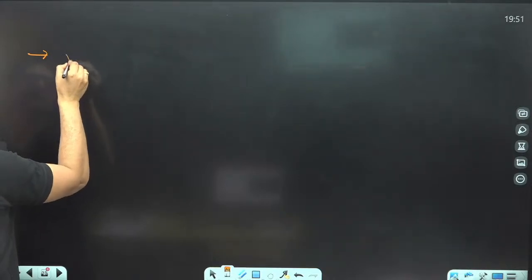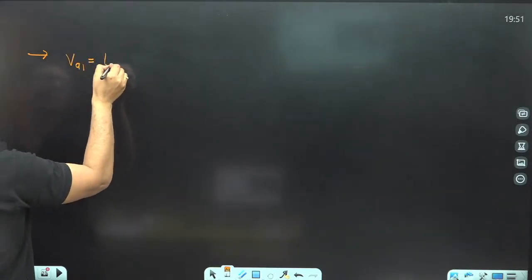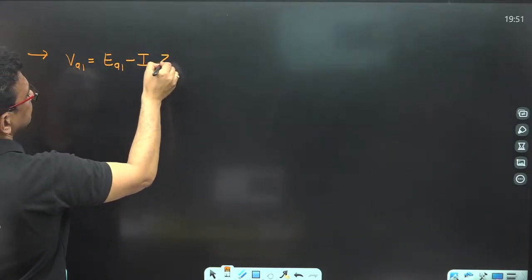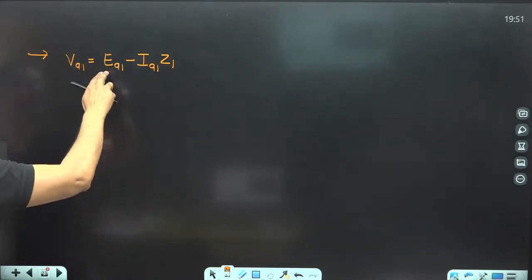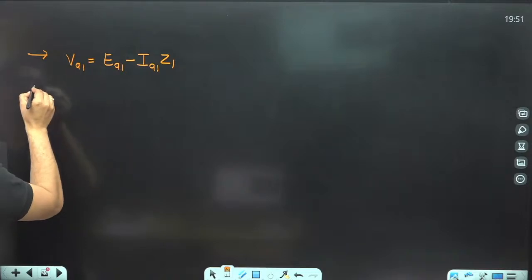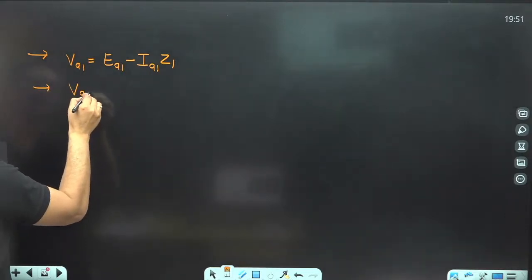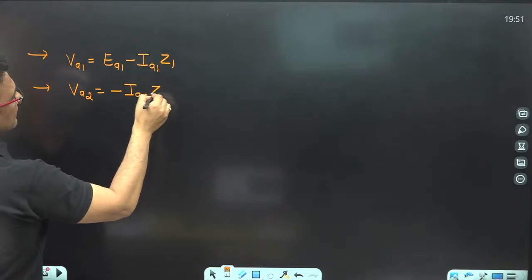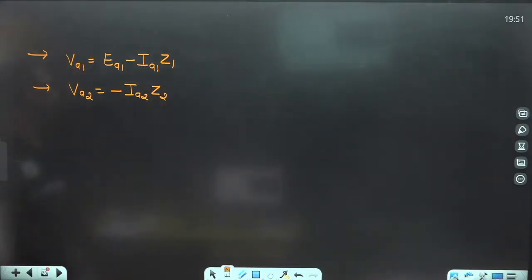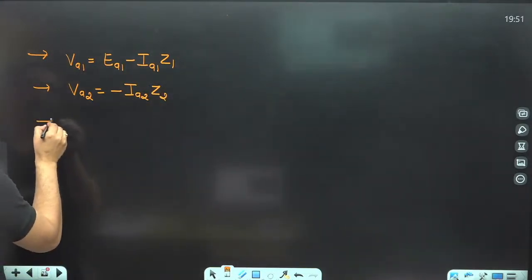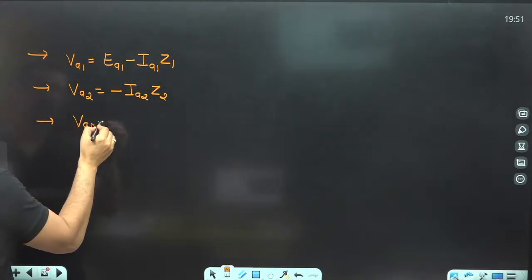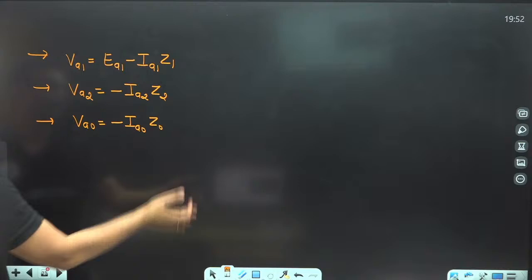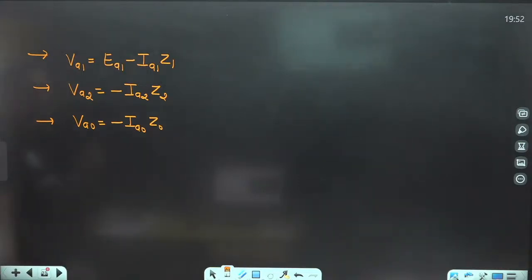See, VA1 is EA minus IA1 into Z1. This is 1 angle 0 degree, IA1 we know. Similarly, VA2 is minus IA2 into Z2. We already got the value of IA2, multiplied by the negative sequence impedance, and VA0 is minus IA0 into Z0. Z0 means it is including the Zn. Clear?